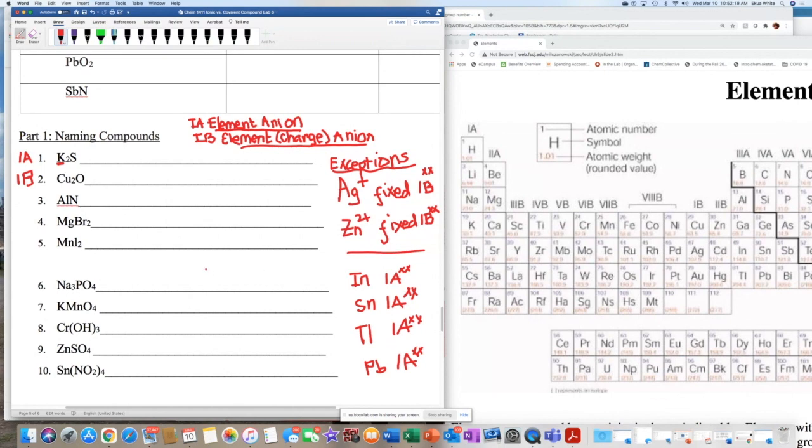Okay, now we can go back here. Number 3, aluminum. Aluminum is here. Aluminum is a fixed charge metal. It's not one of the exceptions. So this is going to be ionic A. We got magnesium. Magnesium is right here. Magnesium is A, no exceptions, right? So magnesium is ionic A.